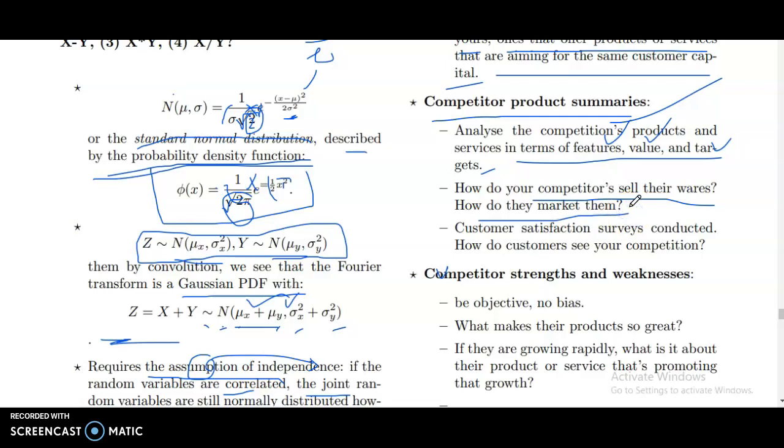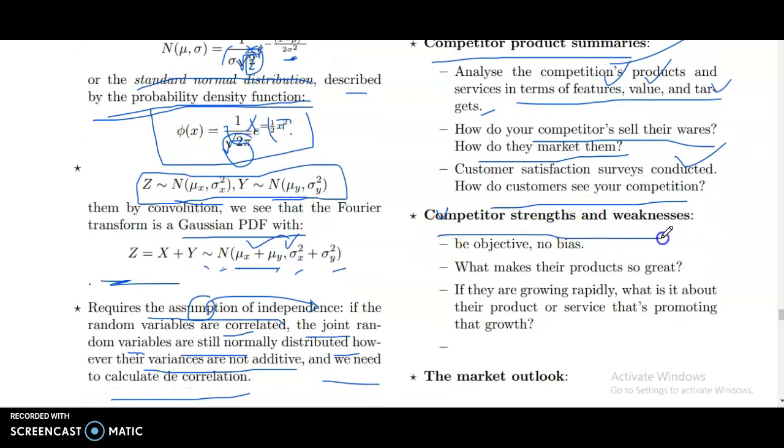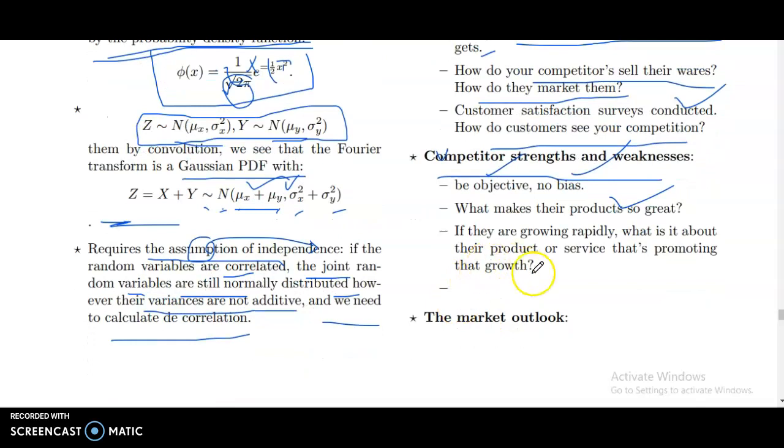Customer satisfaction surveys conducted. How do customers see your competition? Competitor strengths and weaknesses. Be objective, no bias. What makes their product so great? If they are growing rapidly, what is it about their product or service? What is promoting that growth?